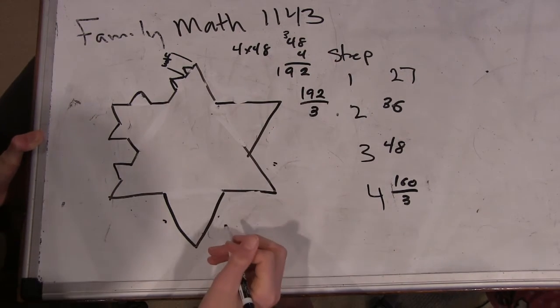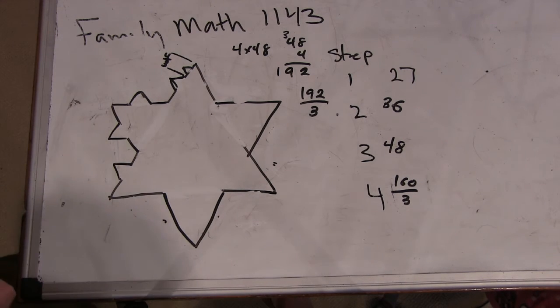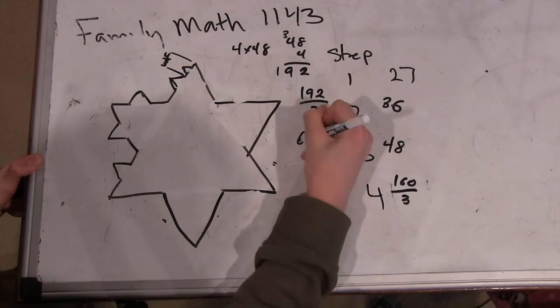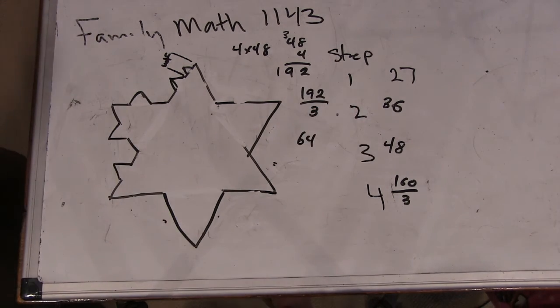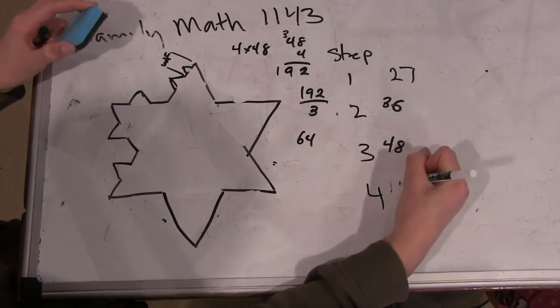All right. Is 192 divisible by 3? It is. So I guess from the start we could have divided 48 by 3. So that would just be 16 times 4 instead of 48 times 4. Okay. Alright, so that becomes 64 as our new number here. Okay. 64.